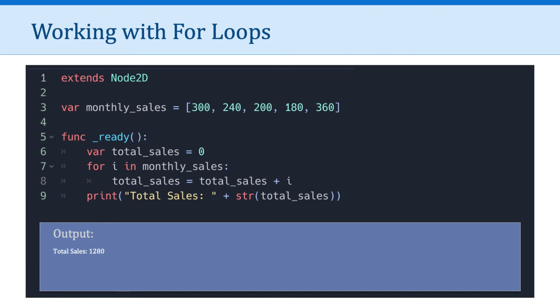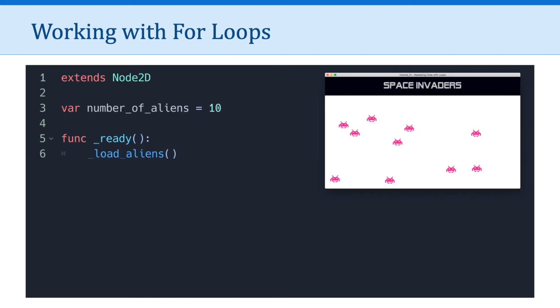So all I'm doing here is looping through the array monthly sales and adding up all of the values to create a total sales variable. Now, let's look at an example more related to games.